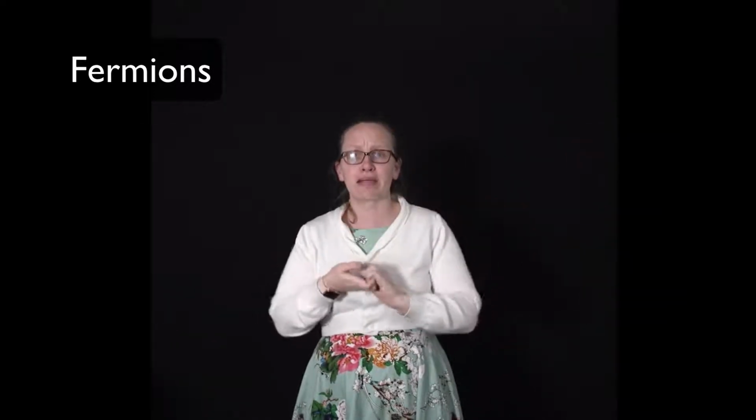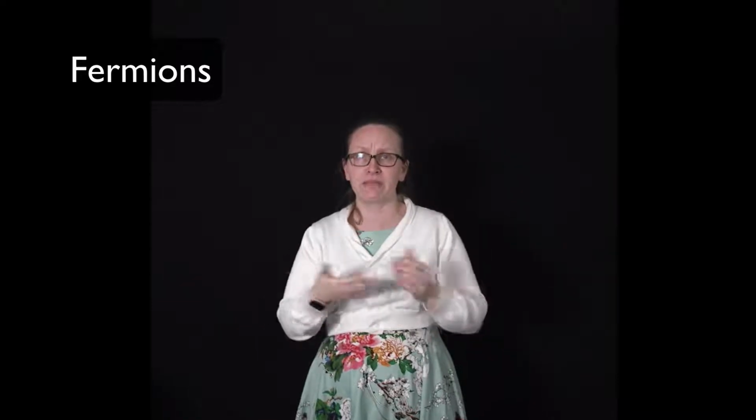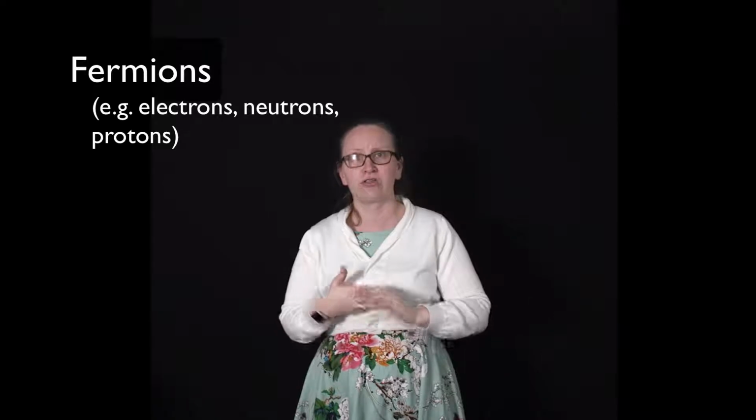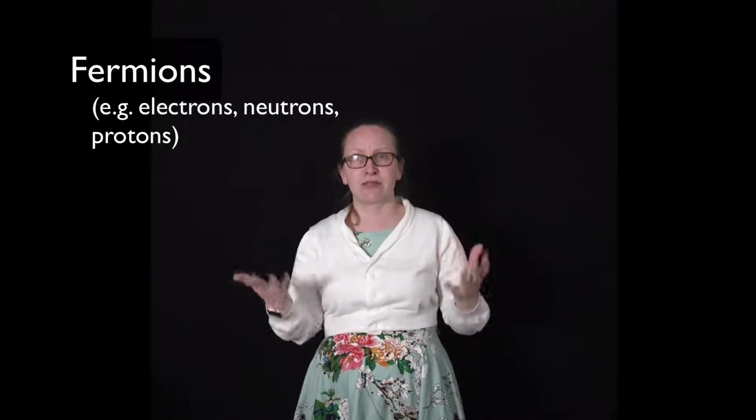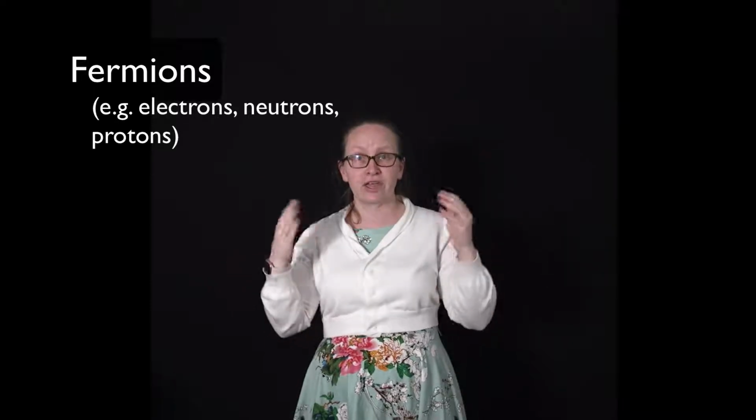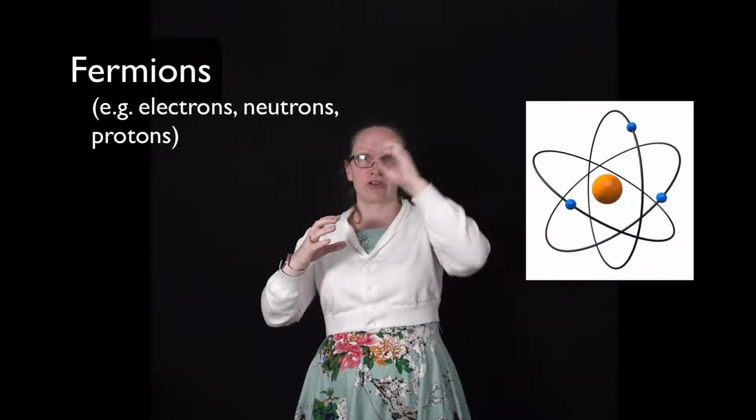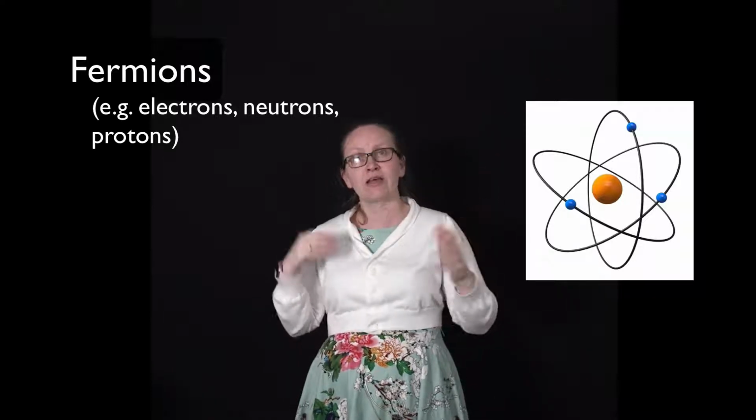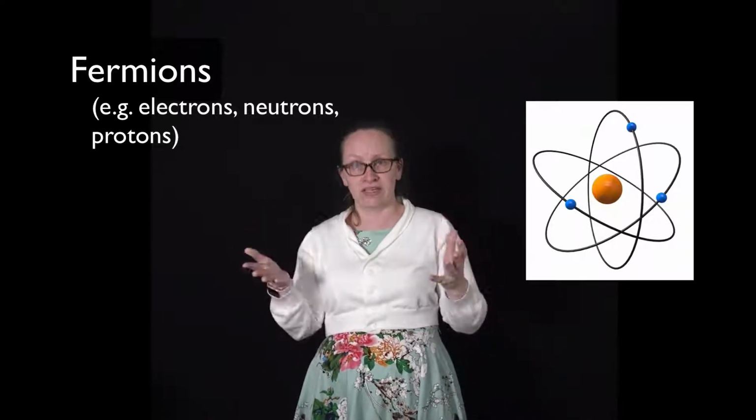Some examples of fermions that you'd be familiar with are electrons, neutrons, and protons. All these particles have spin 1/2 and they obey the Pauli exclusion principle. As we've discussed, when we're putting electrons into atoms, we can only have one electron in each state because they obey the Pauli exclusion principle.